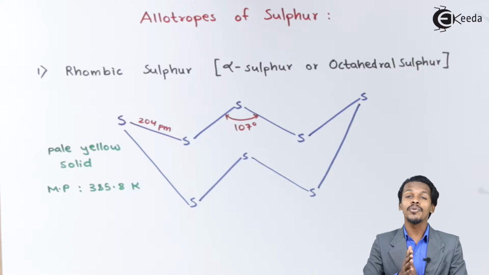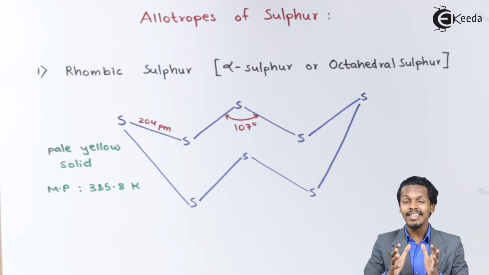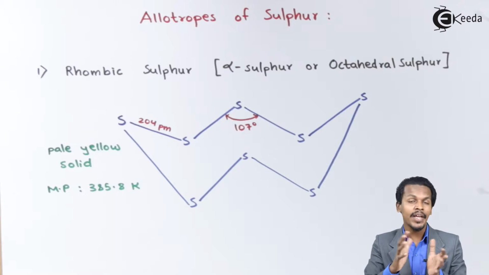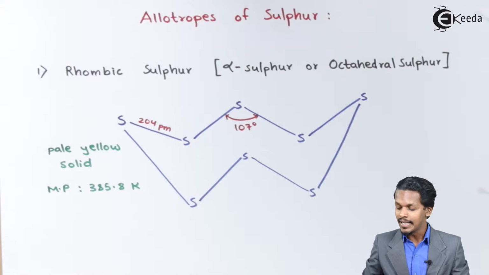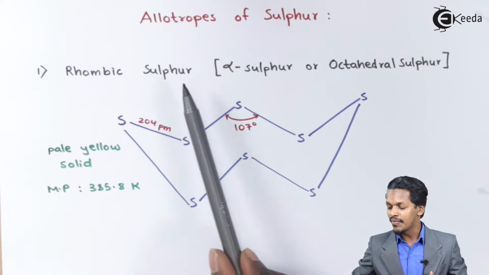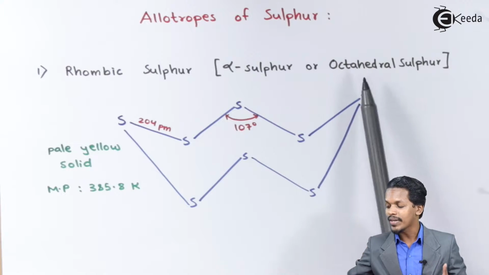So friends, in this topic we are going to talk about the allotropes of sulfur. There are important allotropes of sulfur, and that is what we are going to talk about. So what are those? Let me talk about that. Starting with the first one, that is rhombic sulfur, which is also known as alpha sulfur or octahedral sulfur.